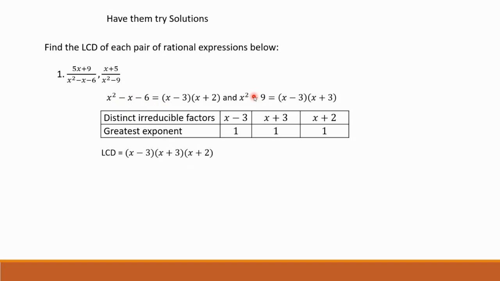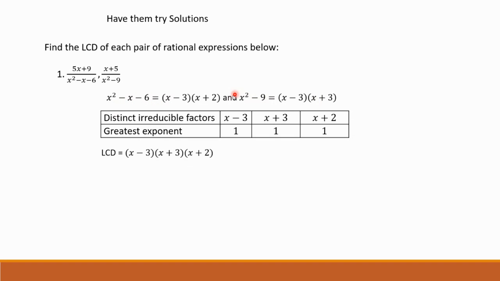Here, this is a difference of 2 squares. We have x squared minus 9, so we have x minus 3 times x plus 3. Because we have x squared minus 3 squared, we factor that.